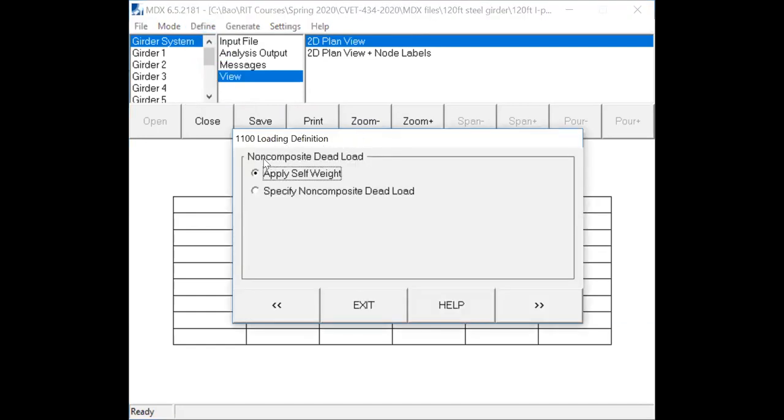And for loading, we will do the non-composite dead load, apply self-weight option. So this is based on the input. It will automatically calculate self-weight of the slab and self-weight of the girder. Okay, so just go with that. And then steel weight in addition to the web, flange and bracing members, and specify uniform load by girder. Okay, so I will choose uniform girder.